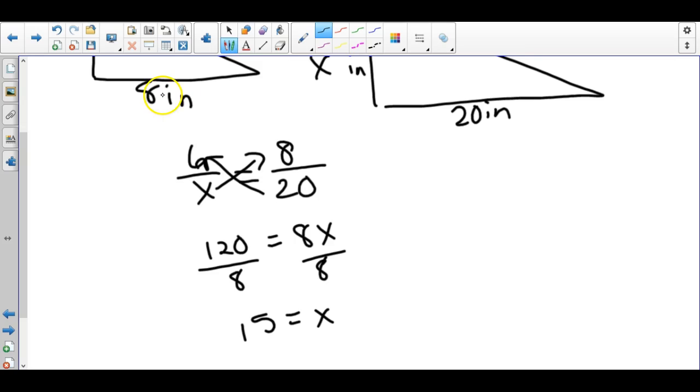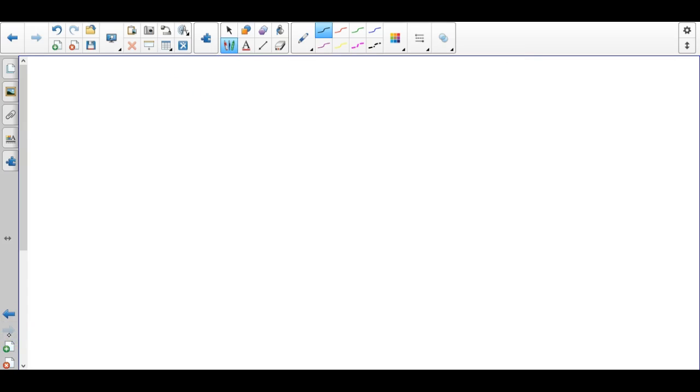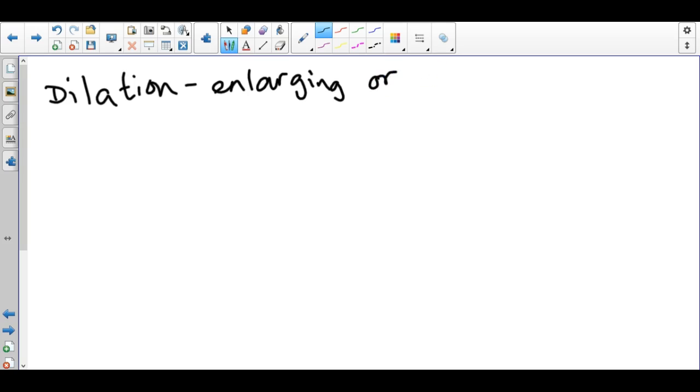We can also take these shapes and put them on the coordinate plane, which makes it something called a dilation. If you put it on the coordinate plane and make it smaller or bigger, you're doing what's called a dilation. So enlarging or shrinking a picture on the coordinate plane.